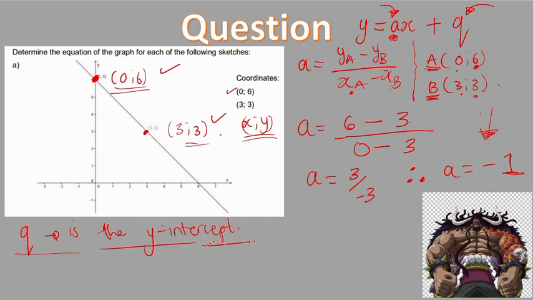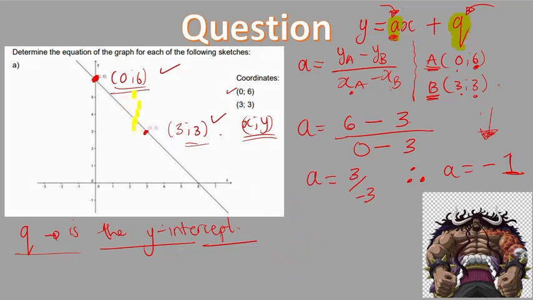If they gave you a y-intercept, then Q is your y-intercept. Easy as that, right? So this is your gradient, your A is your gradient, your Q is your y-intercept. Beautiful, easy as that, right? So let's get to it.